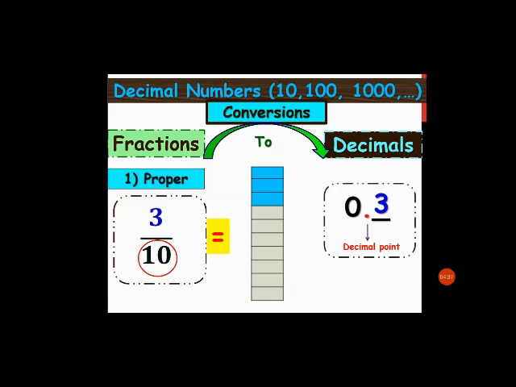So this is the way to transform from proper fraction to the decimal number. Look to the denominator. If I see 1 0, I will leave one place, and then I will put the 3 on that place. And also it's here 3/10, as we know.